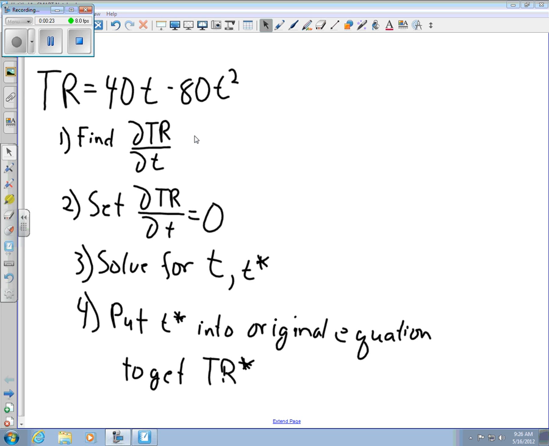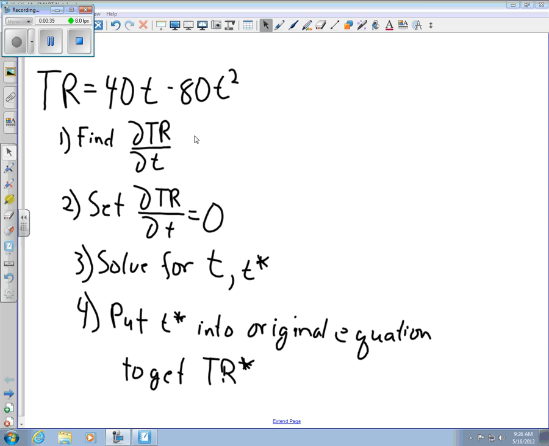So we have that total revenue equals 40 times the tax rate minus 80 times the tax rate squared. The first step is to find the slope. How does tax revenue move with the tax rate? Notice you have two parts here, so we'll be working in two parts.